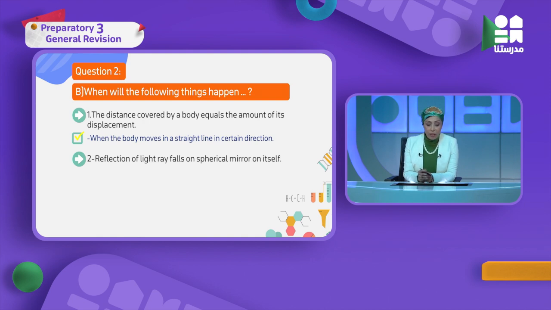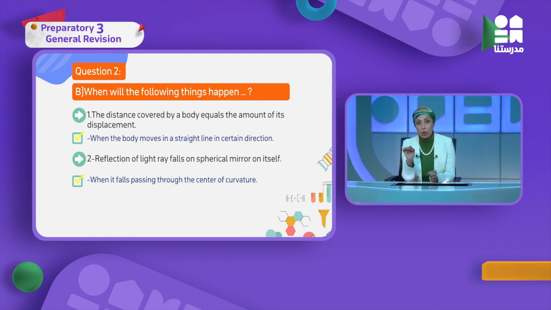When does the reflection of light rays falling on a spherical mirror come back on itself? If it falls passing through the center of curvature. When the ray passes through the center of curvature of the mirror, it is the only case in which the ray will reflect on itself. When we draw it, we make it reflect on itself without any angles, and we said before that the angle equals 0.